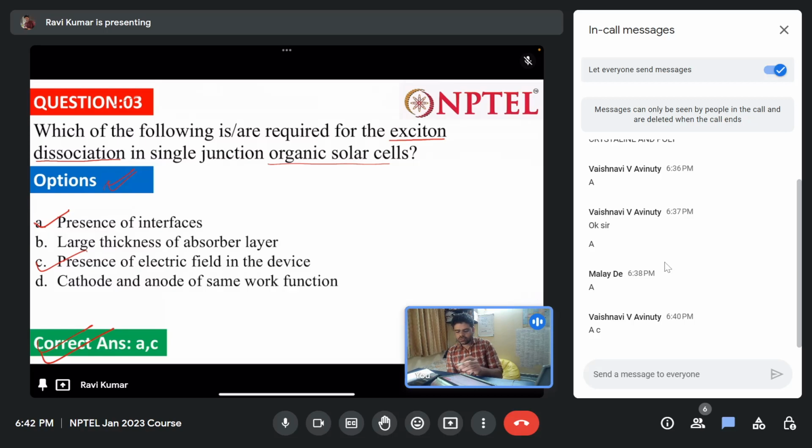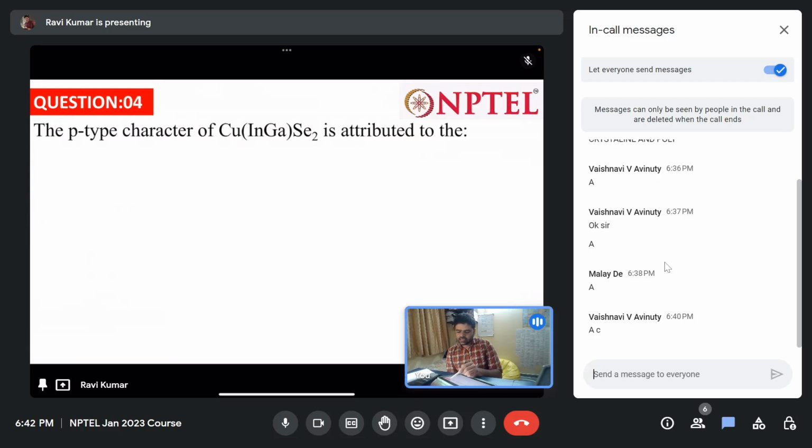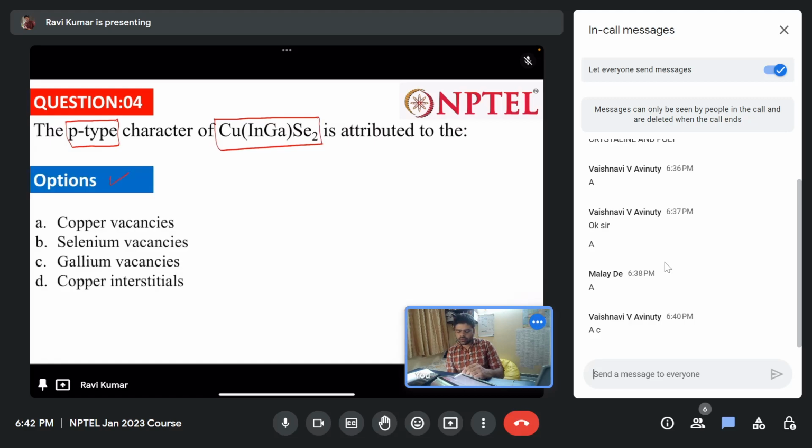Okay, next question. It says the p-type character of CIGS is attributed to the following option. Among these, which material or which element is used for giving p-type character to CIGS solar cells?